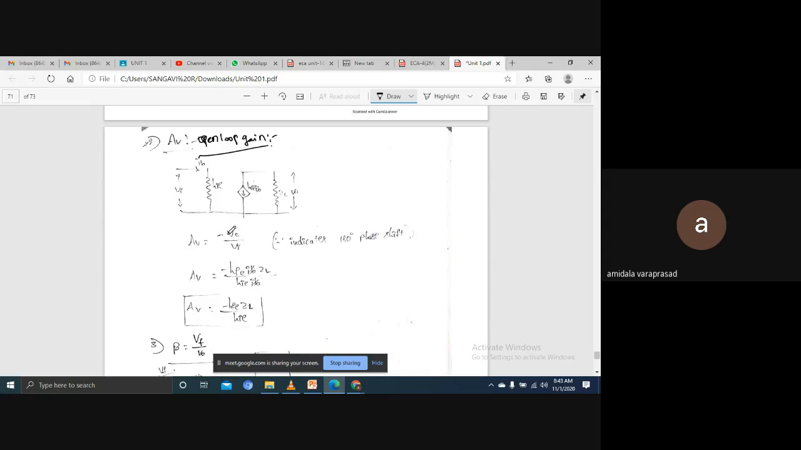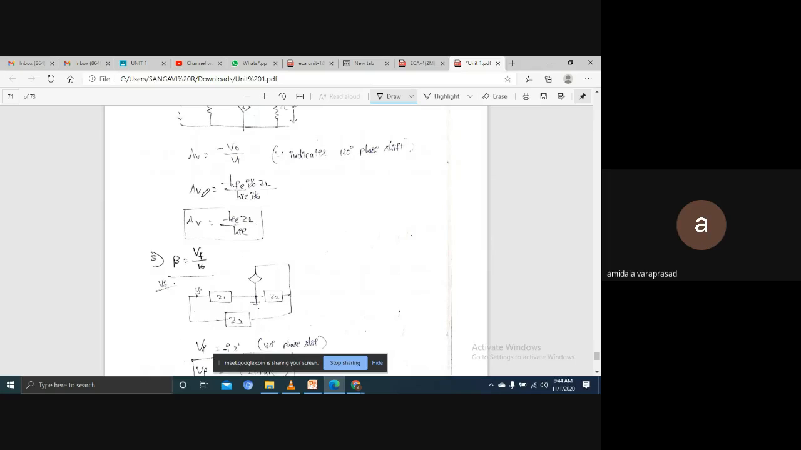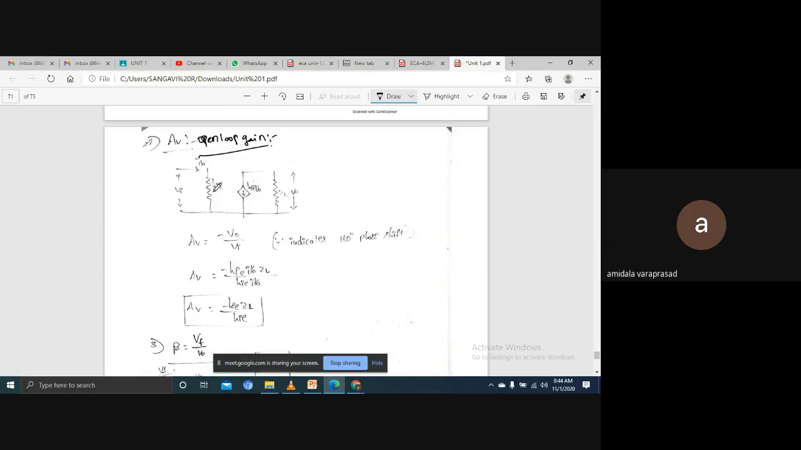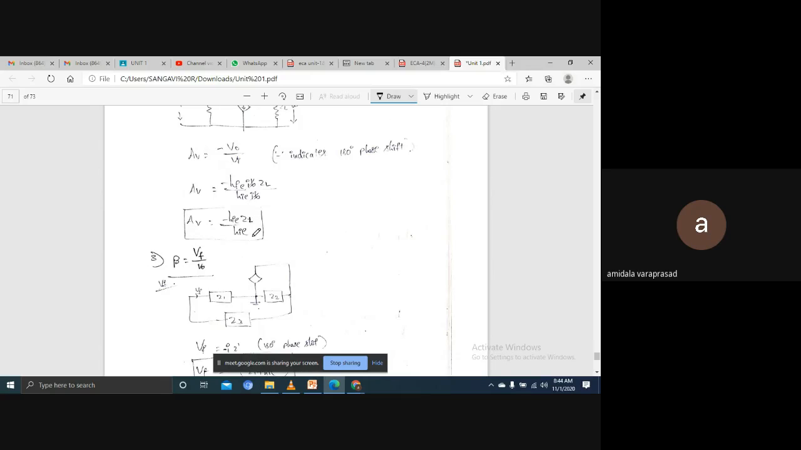From this, V naught is the current flowing through ZL, which is minus HFE into IB into ZL. This is the current, right? Minus HFE into IB into ZL. Then AV is equal to minus HFE IB into ZL by VI. What is VI now? VI is IB into HIE. IB will get cancelled. AV is minus HFE into ZL by HIE.